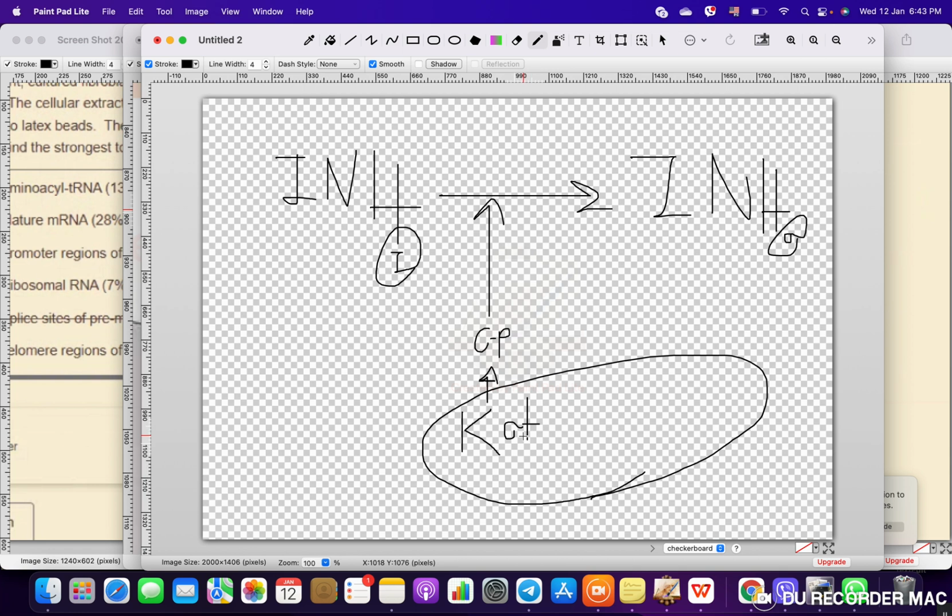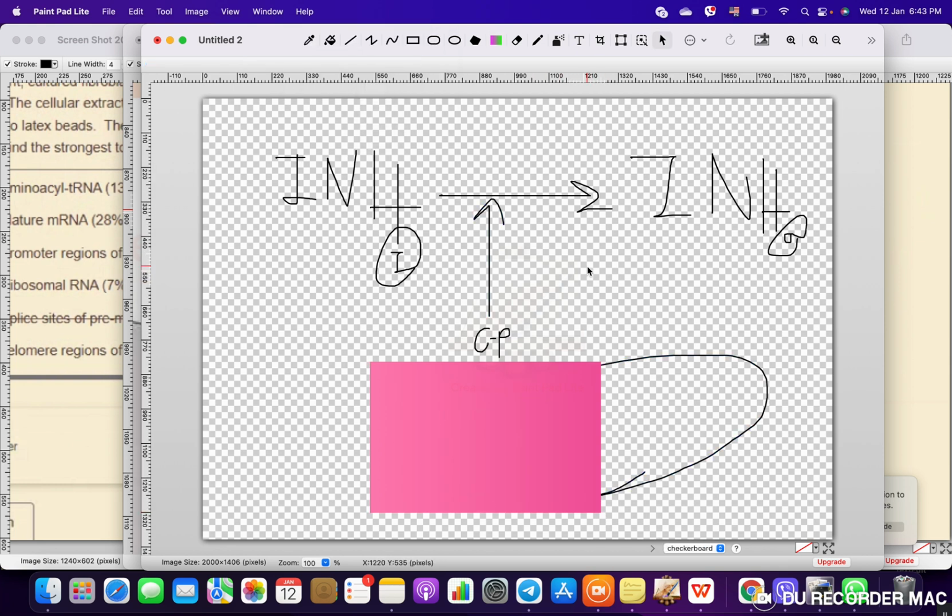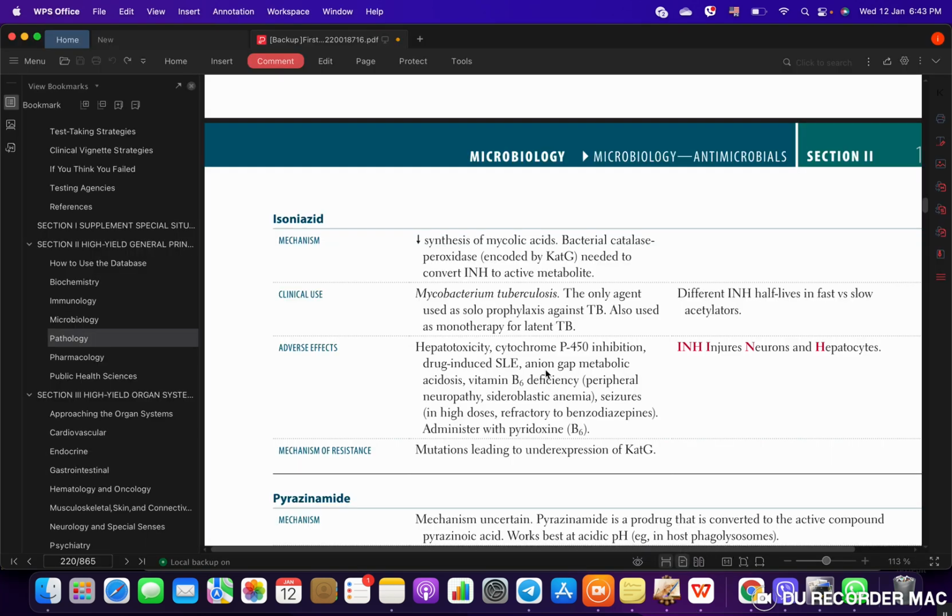Now I have a question. If I had a mutation and I don't have KatG anymore, can I activate INH? If I cannot activate INH, that means the INH will be active or non-active? Non-active. If it's non-active, that's resistance. So that's basically the mechanism of resistance. The clinical use: Mycobacterium tuberculosis, the only agent that you can use for solo prophylaxis against TB. And what other microorganism do we use it for?